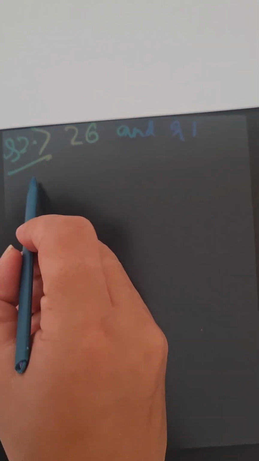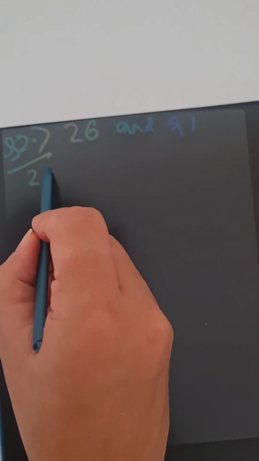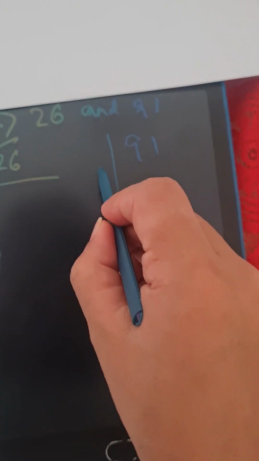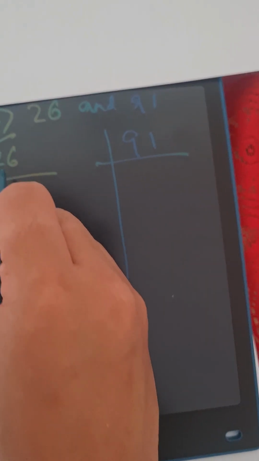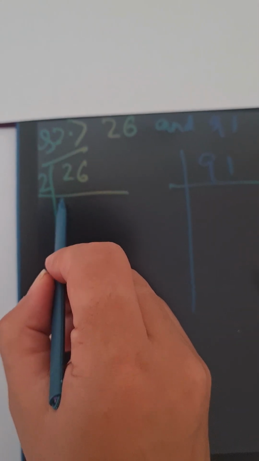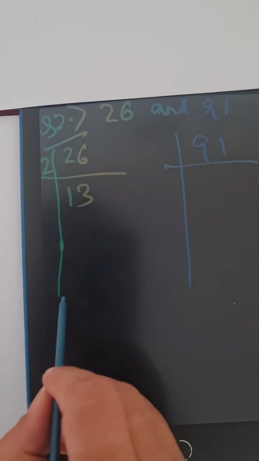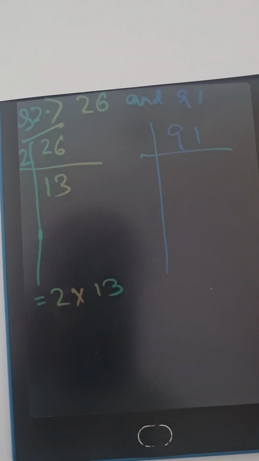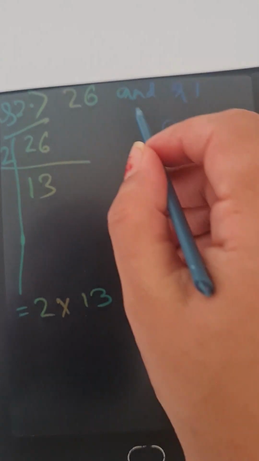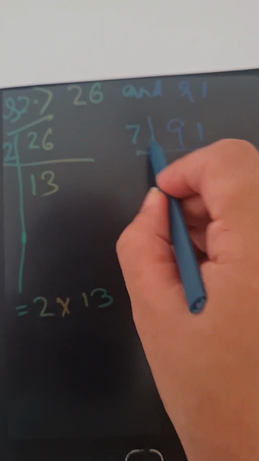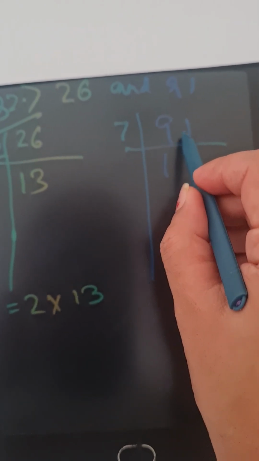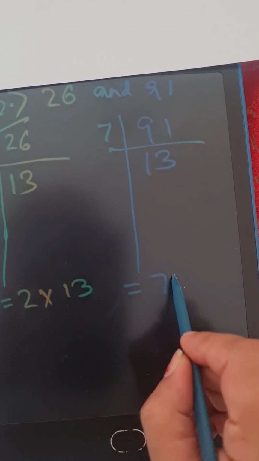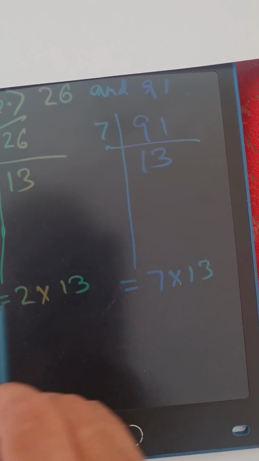For that we will have to find the prime factorization of both the numbers. So I will draw this table for both the numbers 91 and 26. 26 is divisible by 2. So 2 into 13. So 26 we can write as 2 into 13. Then we have 91, which is divisible by 7. 7 ones are 7, 7 thirteens are 91. Hence 91 can be written as 7 into 13.